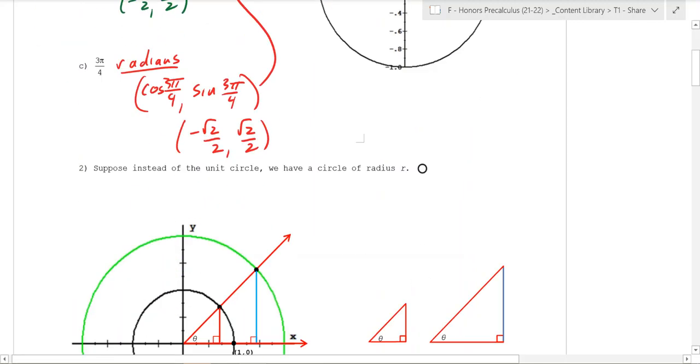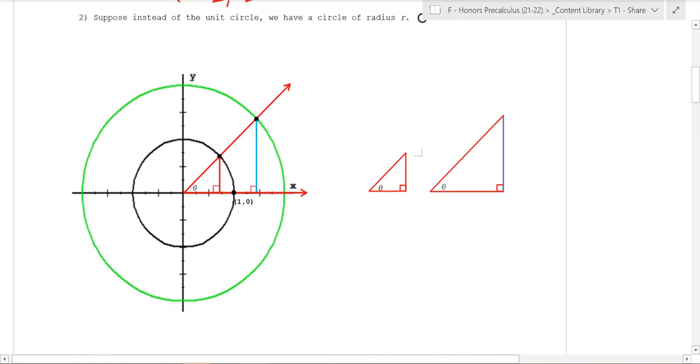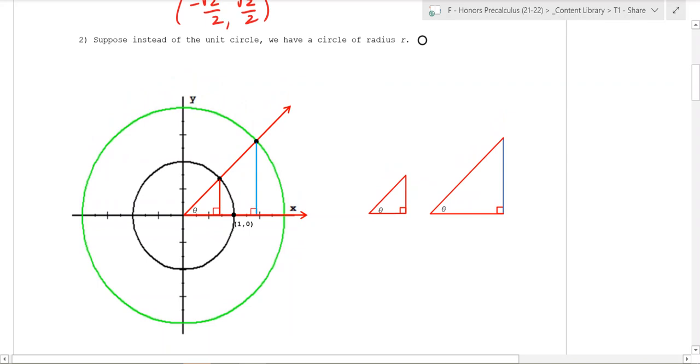But what happens if we have a circle of radius r instead? So instead of having a radius of 1, let's say we had a circle of radius r. If this side length was 1 right there, we know that this side length right here is cosine of theta, and this is sine of theta, because that would be the unit triangle. But let's say it was r instead, and this was x and this was y. How would you write those things?